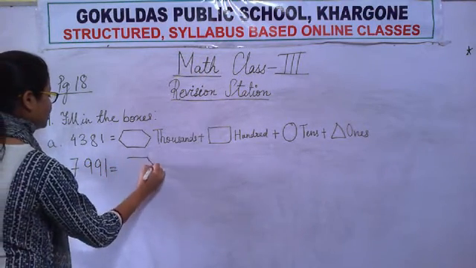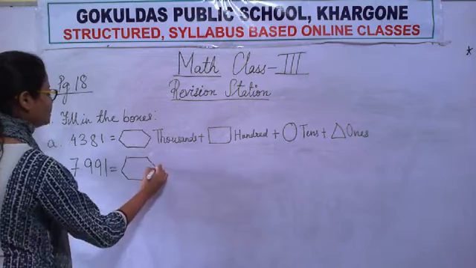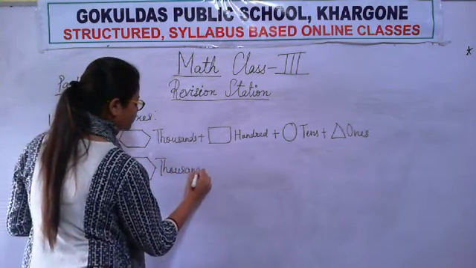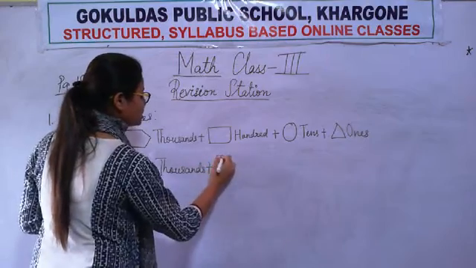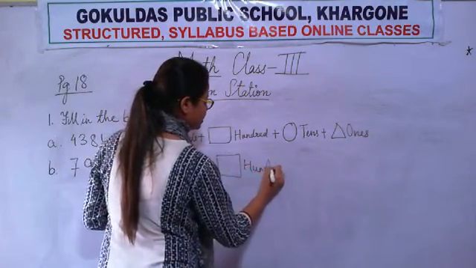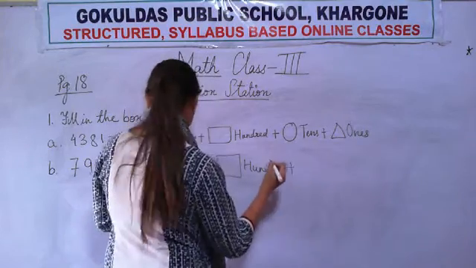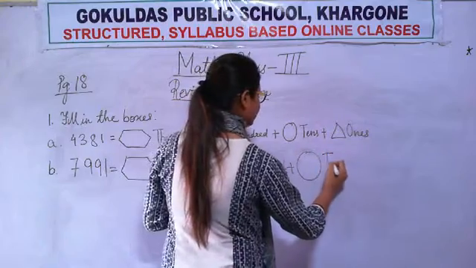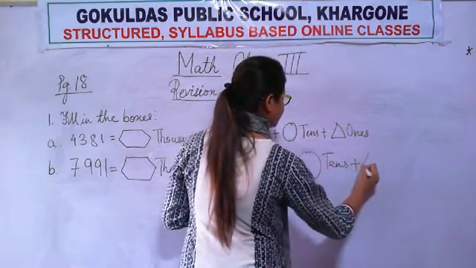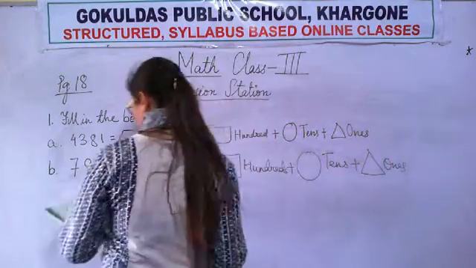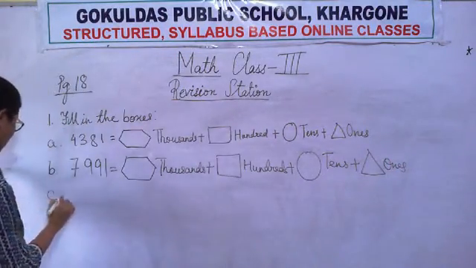7991. Again this kind of box, for what? For thousands. Yes, for thousands. Plus hundreds. Plus, for tens we will give a circle, and for ones what box will we do? We will do a triangle. Very easy, I know you all can do it.